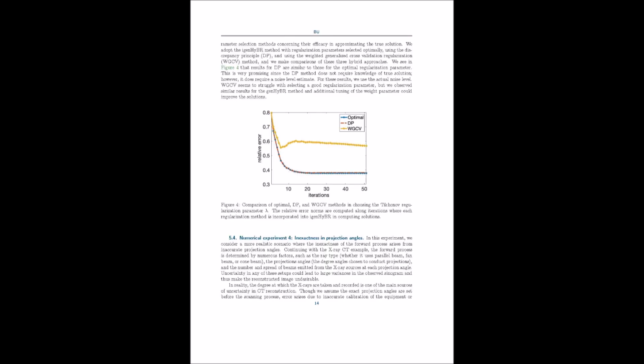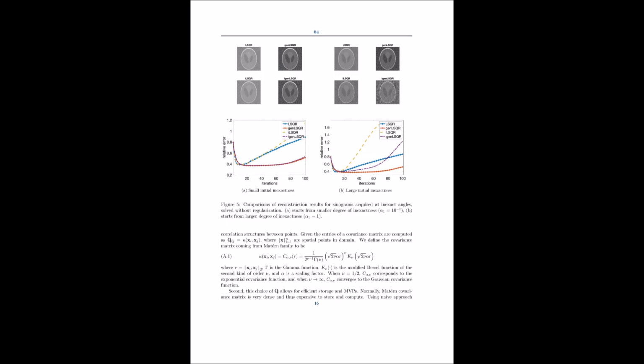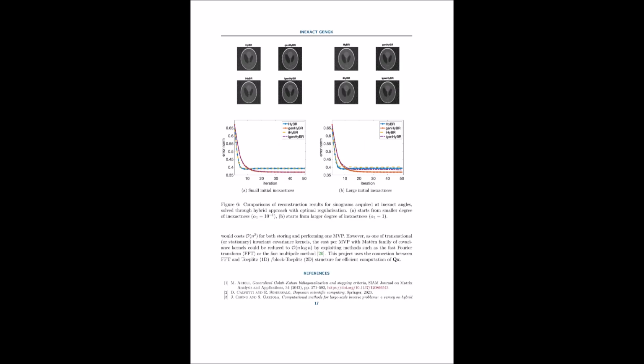WGCV unfortunately doesn't perform as well in this particular experiment. The authors point out that it might need some tuning of its weight parameter to achieve better results. That's a reminder that even sophisticated methods sometimes need a bit of tweaking to shine. But overall, it seems like the DP method emerges as a practical and effective way to select the regularization parameter for igenHyBR. Absolutely. It strikes a good balance between accuracy and feasibility.